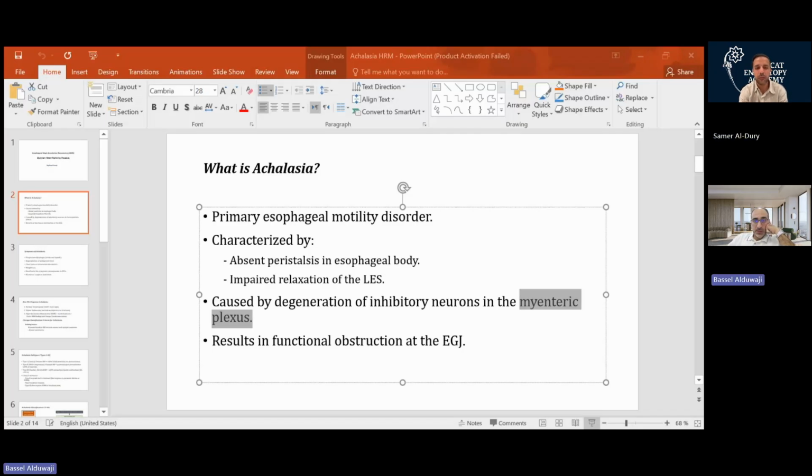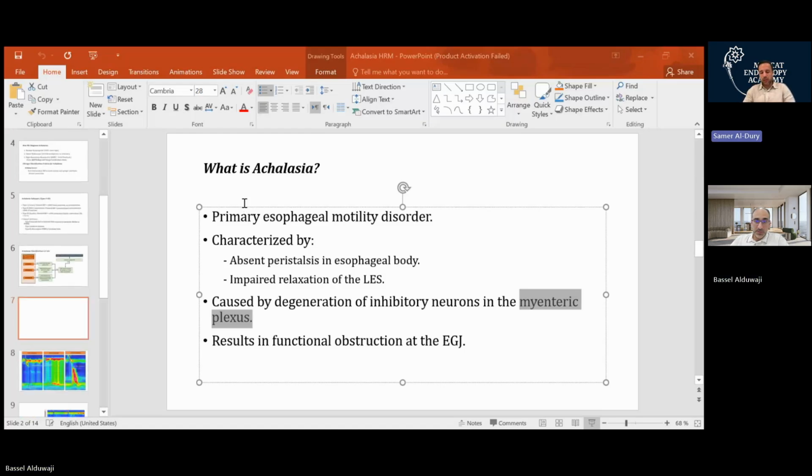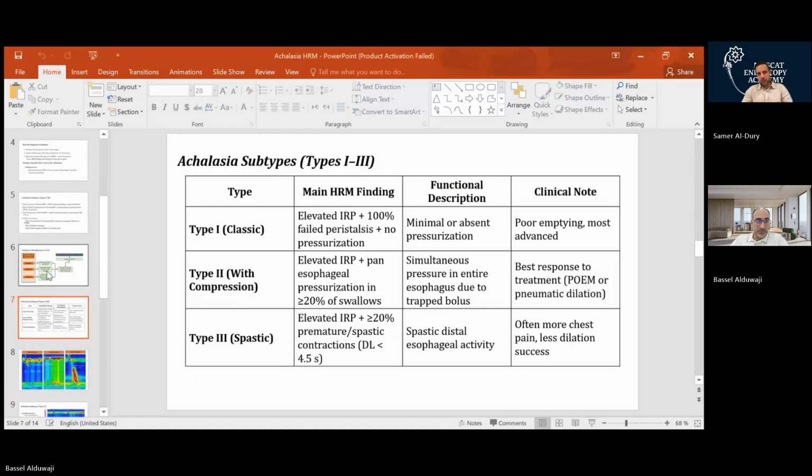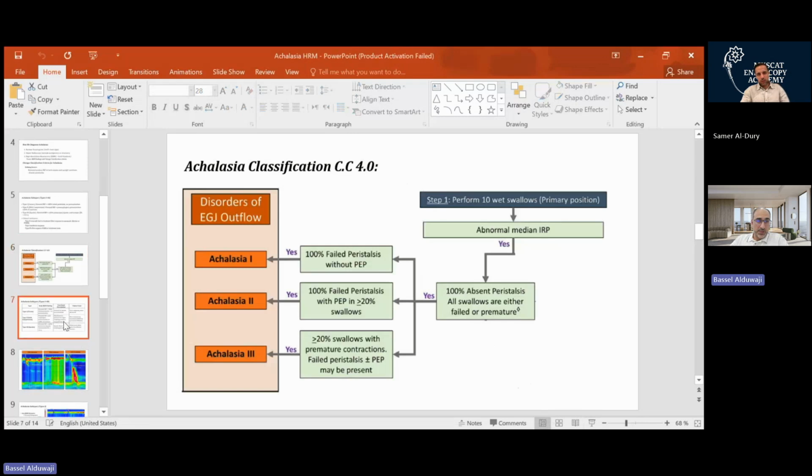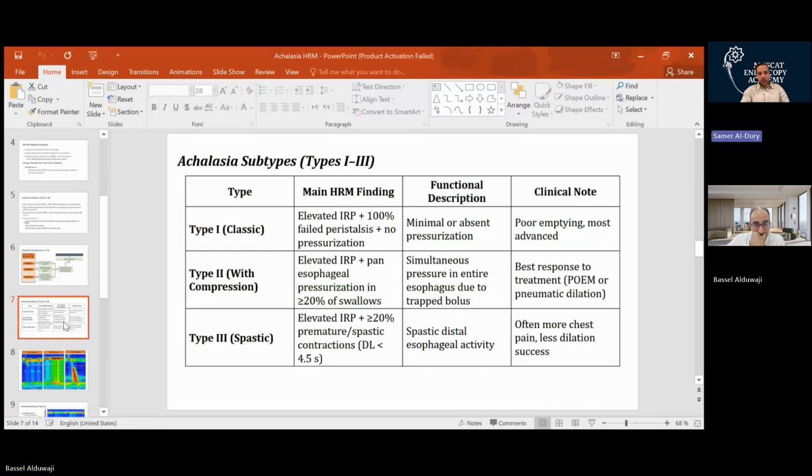I think we will see. This is the simple comparison between the three types. I think it's already mentioned, but we can see. I see only the first slide. You mean if you can do full screen and start presentation, maybe. Which slide can you see now? Now I can see the achalasia subtypes, subtype 1.